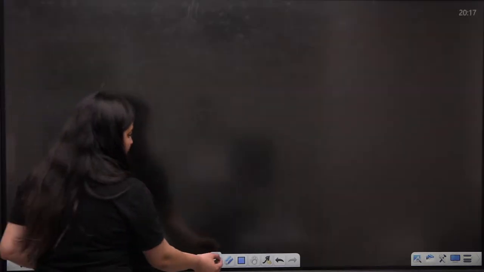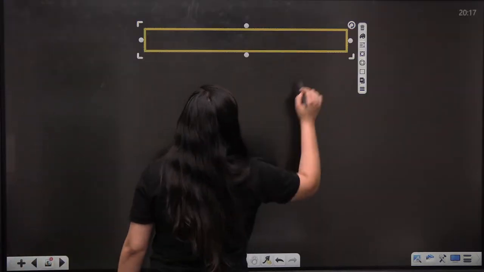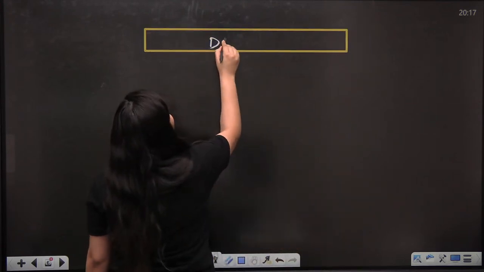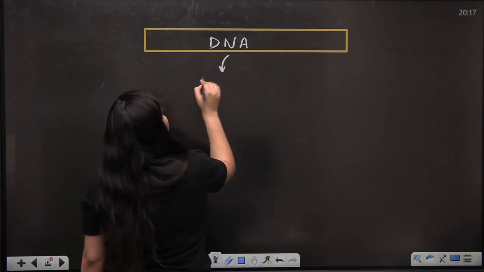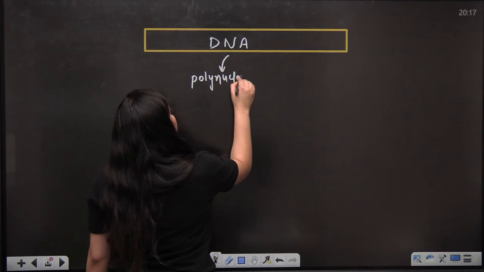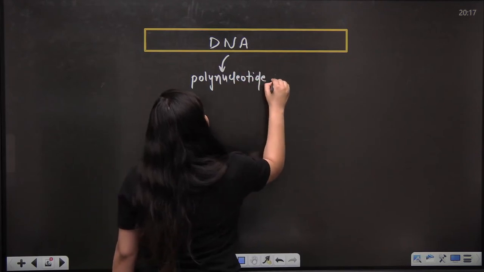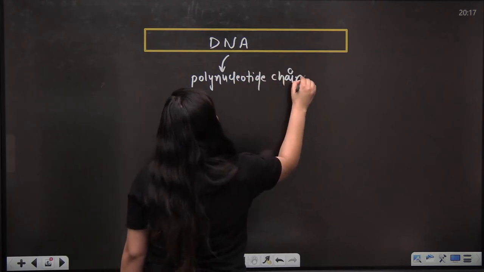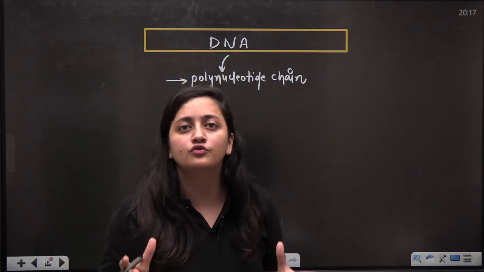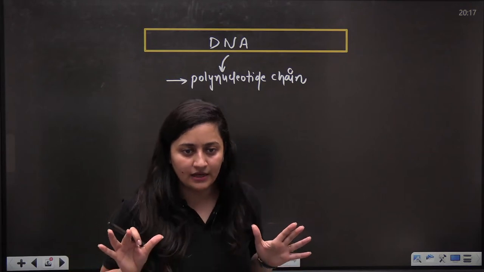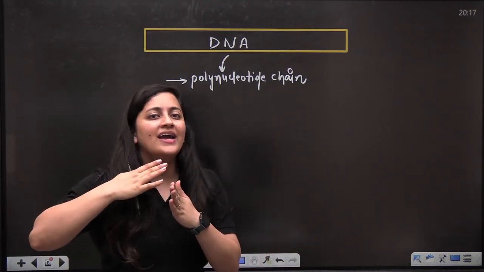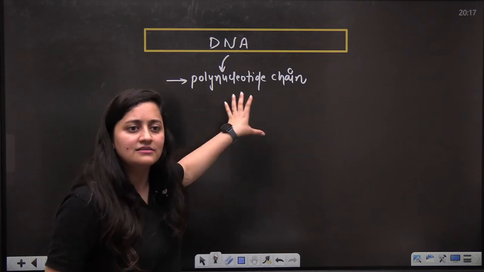So how are we going to start? We are going to start with the nitrogenous bases. Take a note of it because it is important. A DNA is a polynucleotide chain. Many nucleotides polymerize and join all together, and they form the DNA. This is what we know.